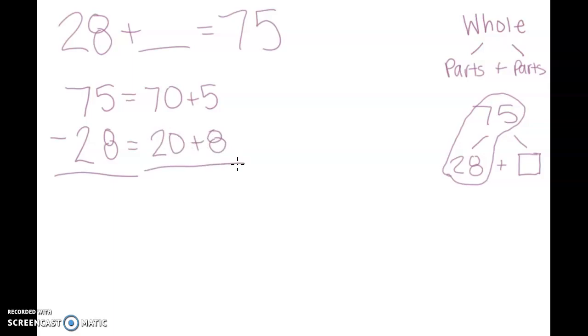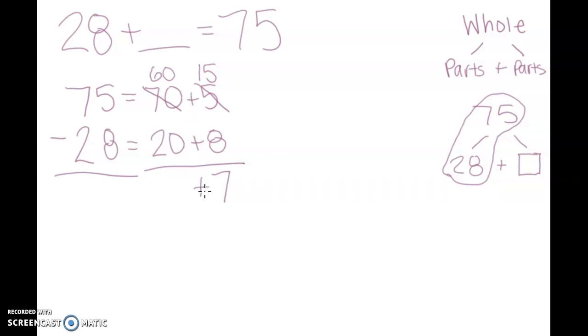And now we solve. Start with our ones. We always start with our ones. 5 minus 8. Well, we can't do that. Remember, more on the floor, borrow from next door. So 70, we're going to take a 10 from there. 70 becomes 60. And we're going to give our 10 to our 5. So 5 becomes 15. All right, there we go. Now we can do 15 minus 8. And that equals 7.